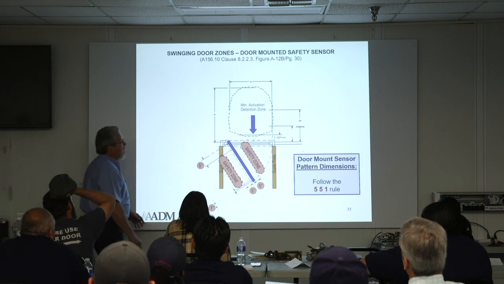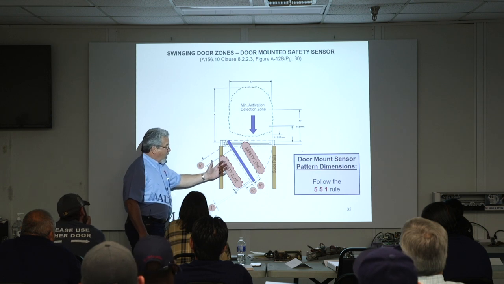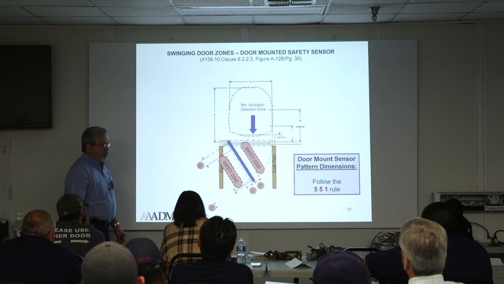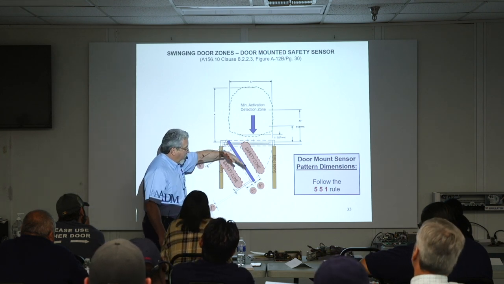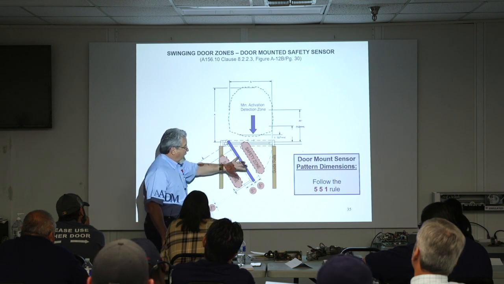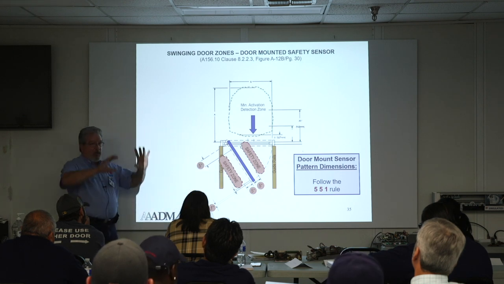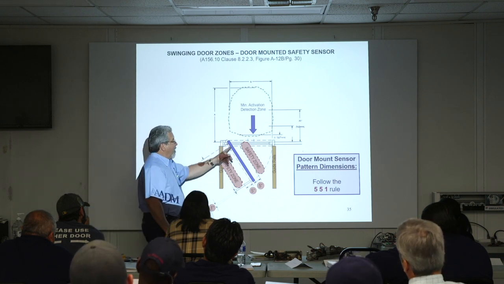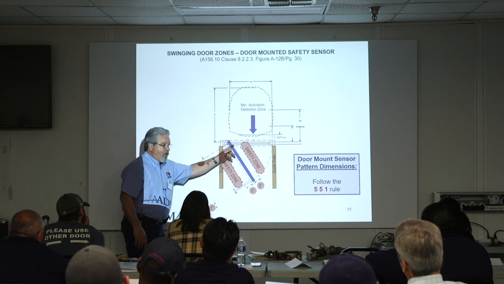This is an example of what a door-mounted sensor zone looks like on a swing door. Here is the door panel, this is a swing door, and there is a door-mounted sensor on each side of the door. It doesn't matter where the sensor is located on the door. It could be at the top, it could be at the mid-rail, it could be at the upper left-hand corner as a laser sensor on either side of the door.